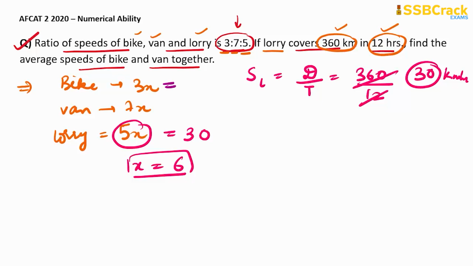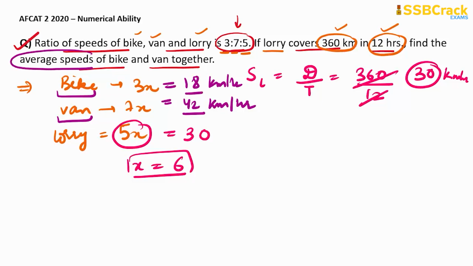So 3 6s are 18 and 7 6s are 42 kilometers per hour. Here also kilometers per hour. So the speed of bike is 18 kilometers per hour and the speed of van is 42 kilometers per hour. Now we have to find the average speed of bike and van.